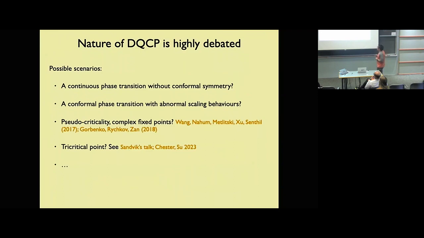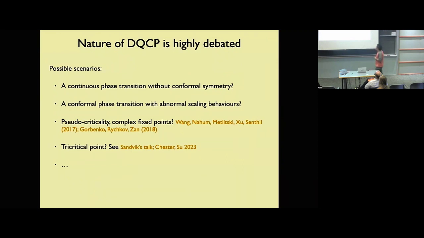And to me, the most compelling scenario or proposal is this so-called pseudo-criticality or complex fixed points, which I will explain later. And there is also the possibility that it's actually a tricritical point. I believe you will hear about this in the next talk, and also from Shai and in Anders' talk. And you probably saw Anders' paper last night on arXiv about this possibility of a tricritical point.